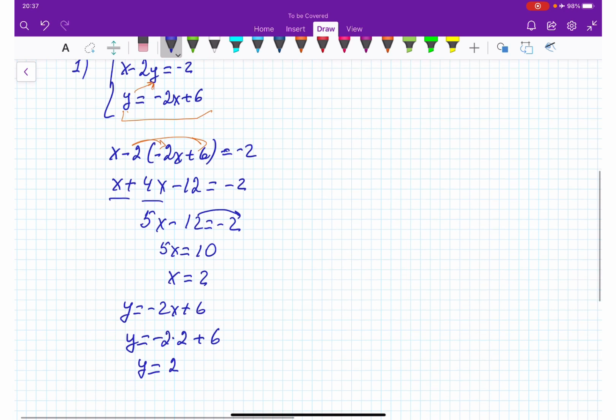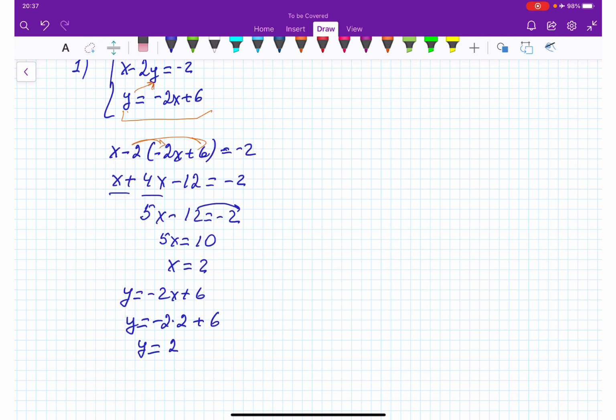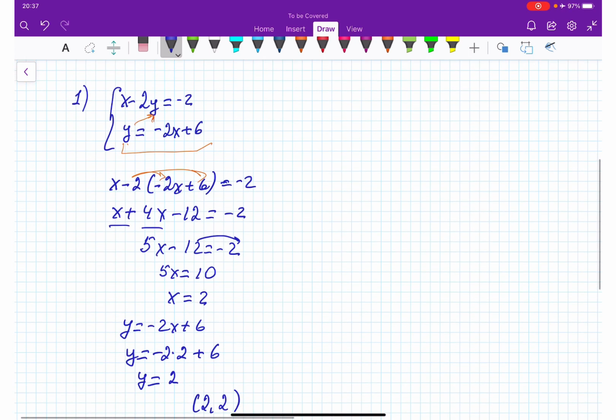So the solution to the system of equations is going to be (2, 2). Okay? (2, 2). Okay, moving to question number 2.